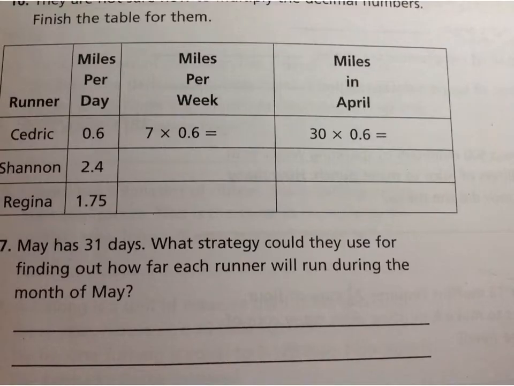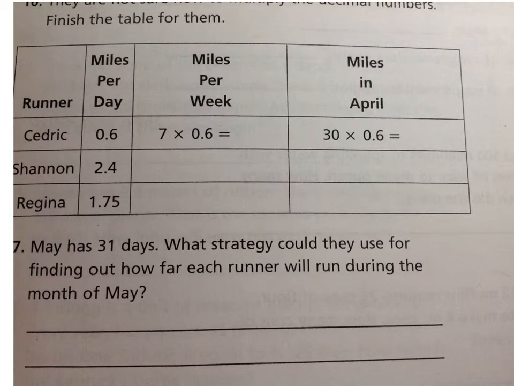Number 16 is just filling out a chart. There are 7 days in a week, and this is showing how much they run each day. So we're multiplying 7 times 0.6 or 6/10. So I can do my work. I'm going to do my work off to the side over here. And I have this one over 0, this one over 1. So this is going to go over 4.2. So he ran 4.2 miles.